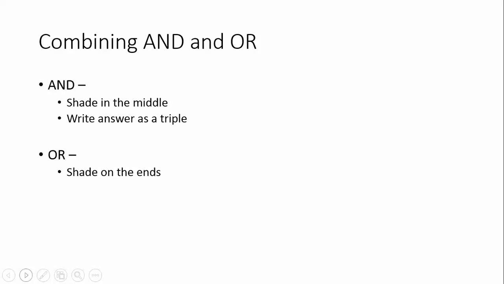So remember, we're going to combine and and or today. On the and compound inequalities, we need to shade in the middle and make sure that our answer is written as a triple. Whereas the or inequalities, we shade on the ends, and then we just write our answer using the word or.